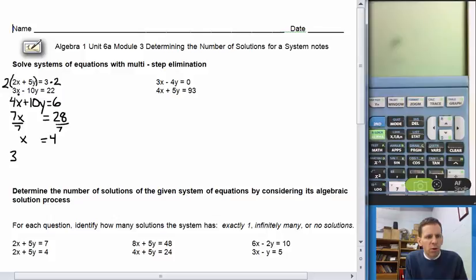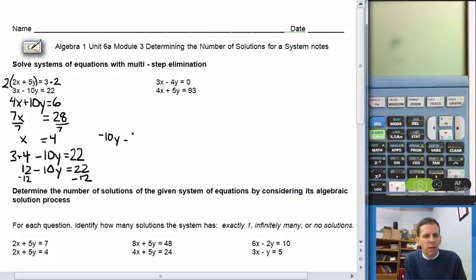If you use this equation, we're going to go 3 times 4 minus 10y equals 22. You're going to notice 3 times 4 is equal to 12, so we'll have 12 minus 10y equals 22. And to get y by itself, you're going to want to subtract 12 from both sides. What that's going to give us is a negative 10y on the left side of this equation, and on the right side of the equation, we'll have just a 10. When you divide both sides by negative 10, you get your solution for y, which is negative 1. And we have our two solutions as an ordered pair, 4, negative 1.